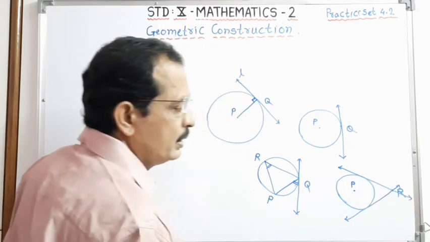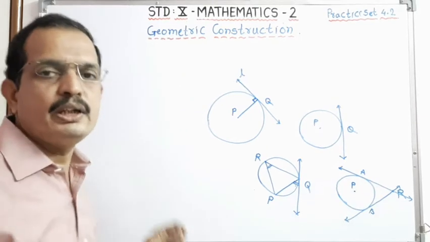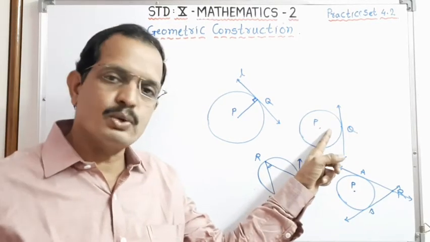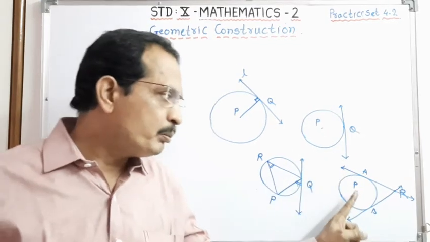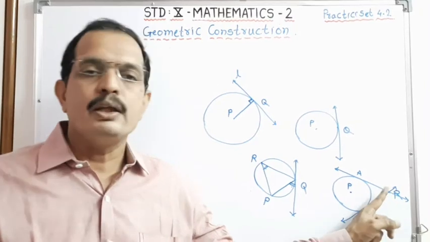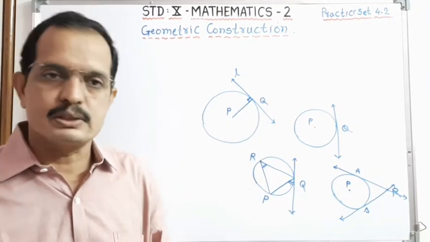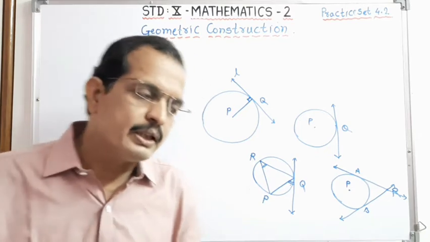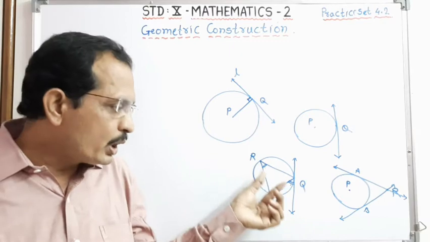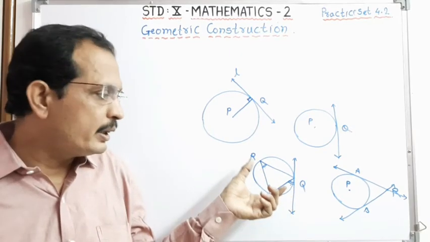Therefore, remember, when the point is on a circle, we can draw one and only one tangent to the circle. And when the point is outside the circle and we have to draw the tangent passing through that point R, then we can draw two tangents to the circle. Dear students, these are the basic concepts behind the construction. While we are drawing the congruent angle, you must know the concept behind this construction.